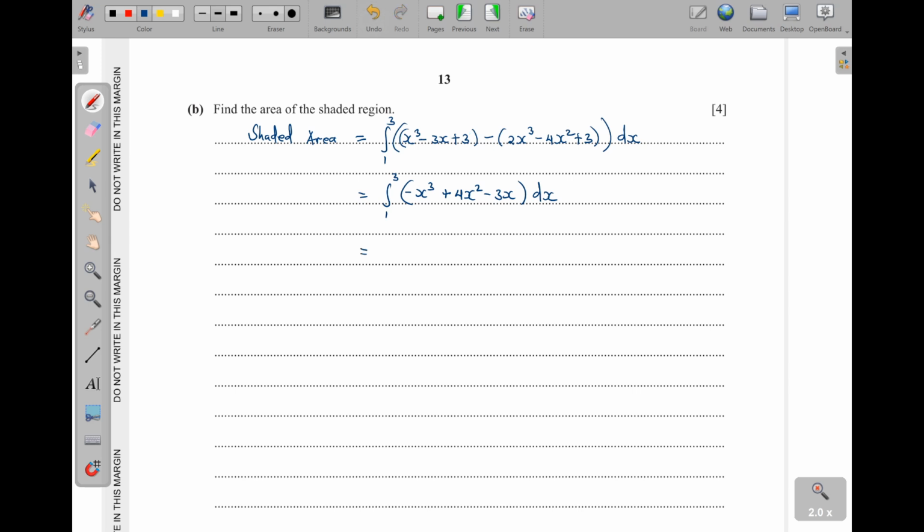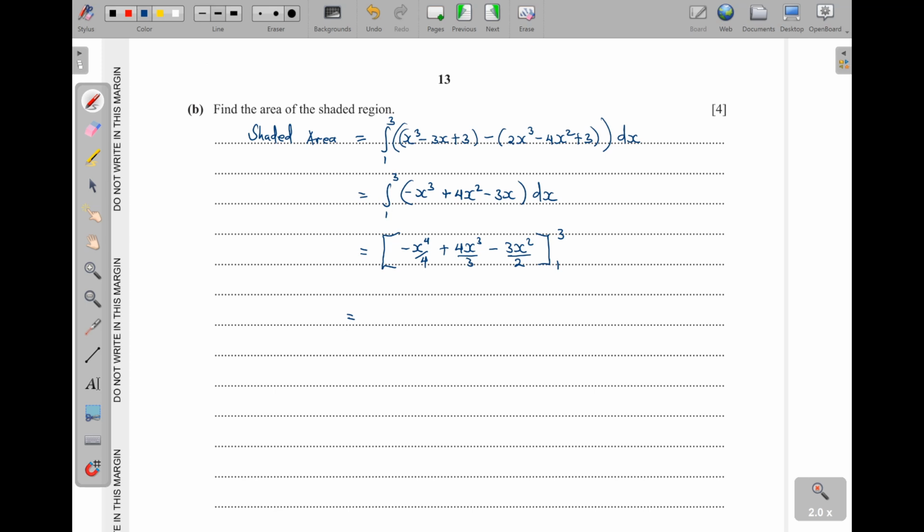Now let's integrate. Remember, when you are beginning to integrate, take away the integral sign. So I'll put my square brackets here. Increase the power by 1, divide by the new power, that will be negative x power 4 out of 4. And then here it will be 4x to the power of 3 out of 3. And then minus 3x squared out of 2. And then we put the limits 1 and 3.